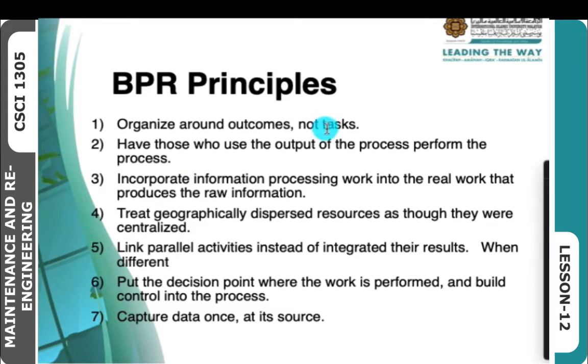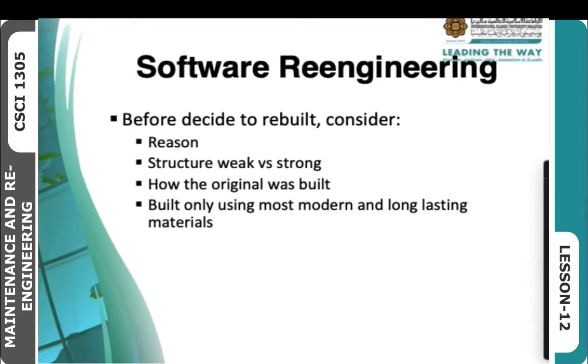Organize outcomes, not tasks. Okay, what is the outcome? Have those who use the output of the process perform the process, meaning you need to make sure that the one using it is the one performing the process. Incorporate information processing work into the real work that produces the raw information. Treat geographically dispersed resources as though they were centralized. Link parallel activities instead of integrating their results. Put the decision point where the work is performed, build control into the process, and capture data once, at its source.